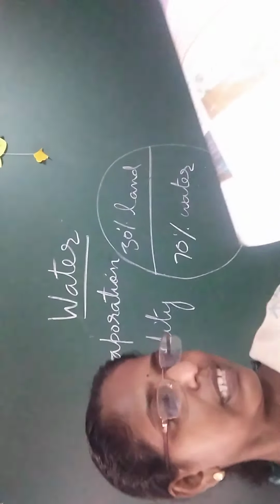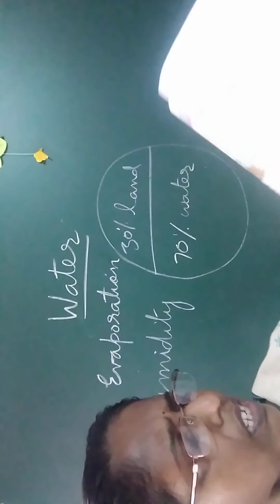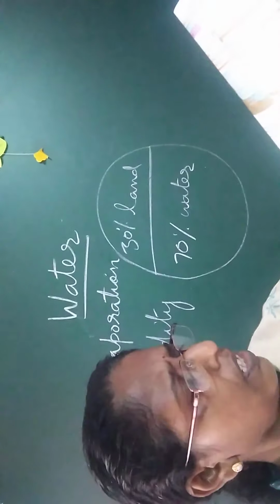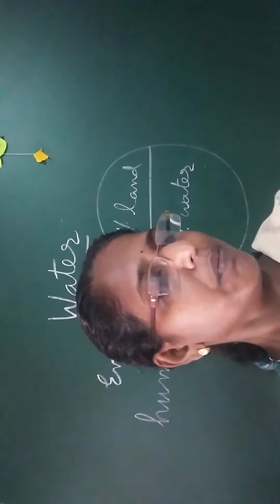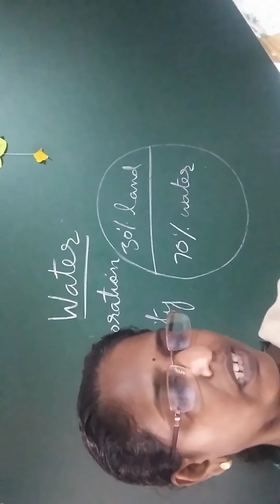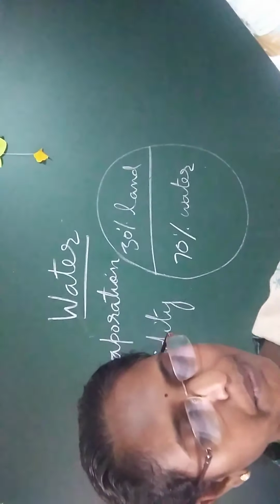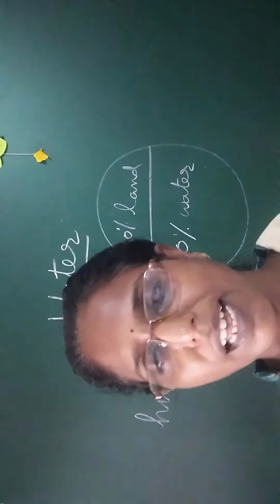Then let us see multiple choice questions. Which of the following does not affect weather? Humidity, temperature, moon. The answer is moon. When the air becomes hot, it becomes lighter, heavier, or remains the same? It becomes lighter.